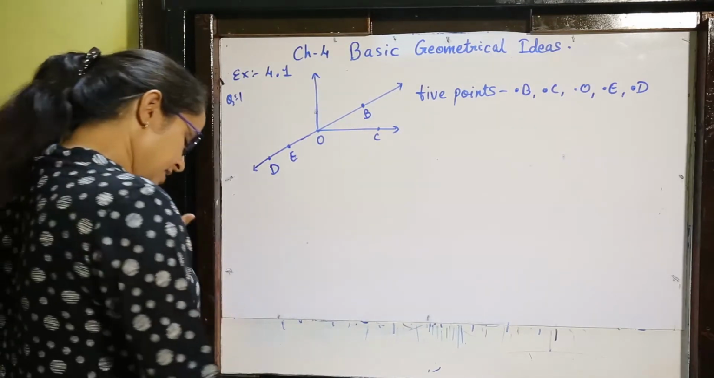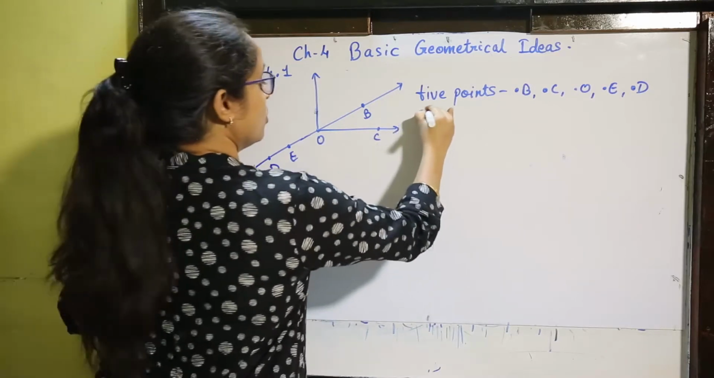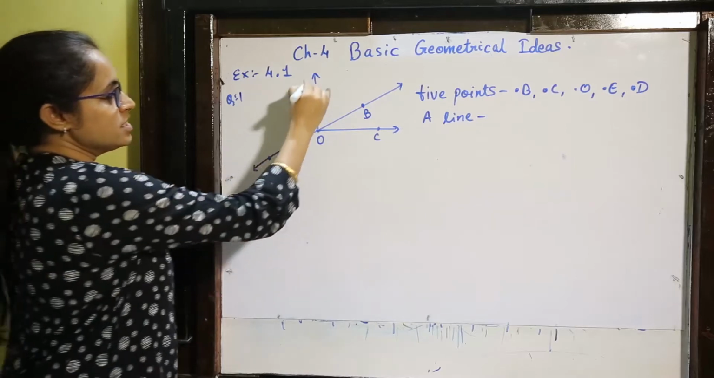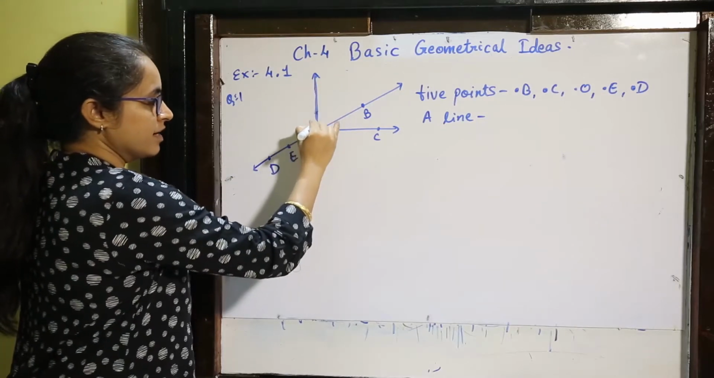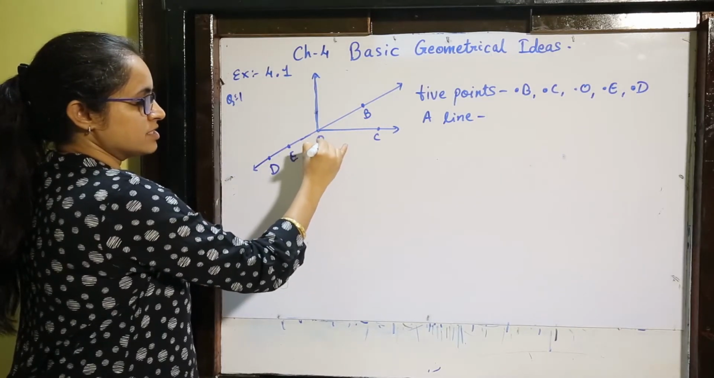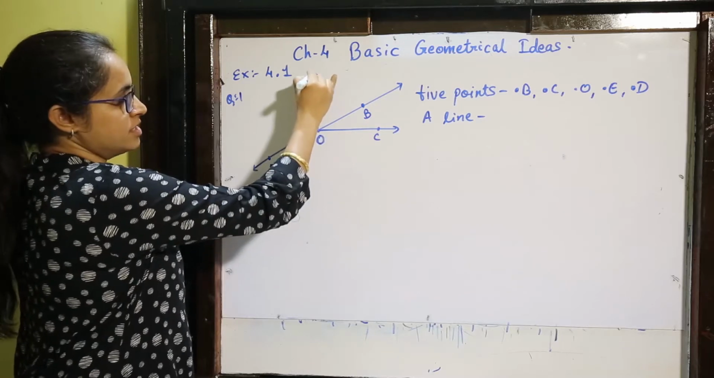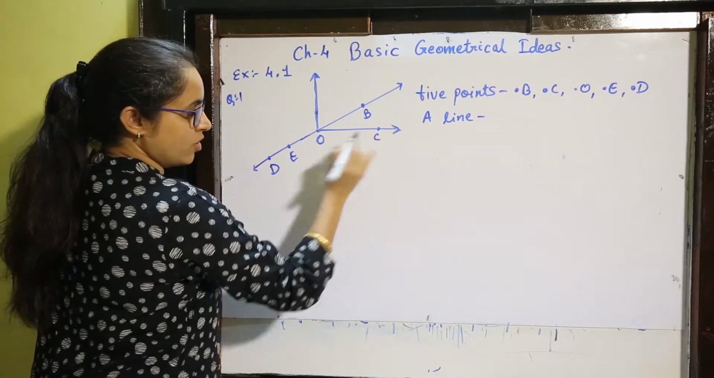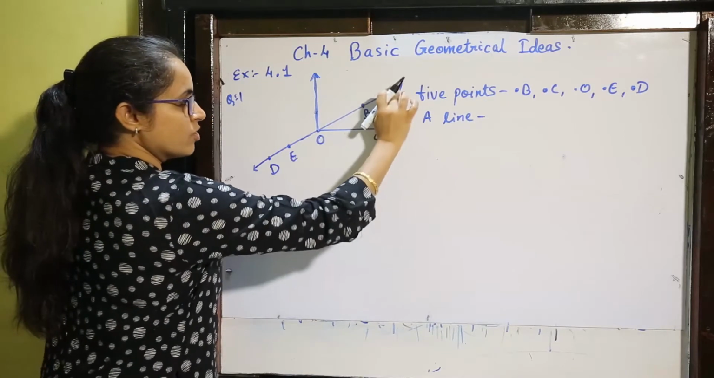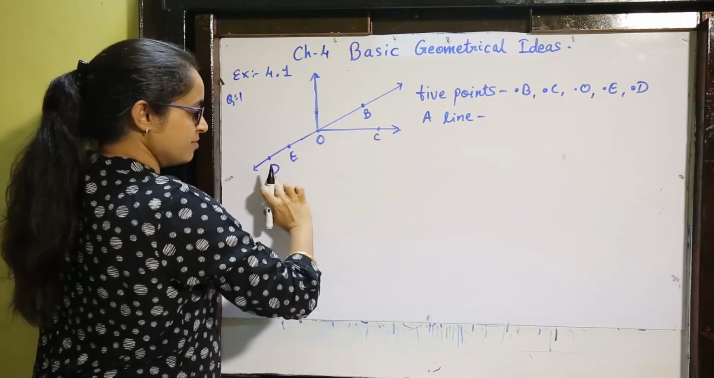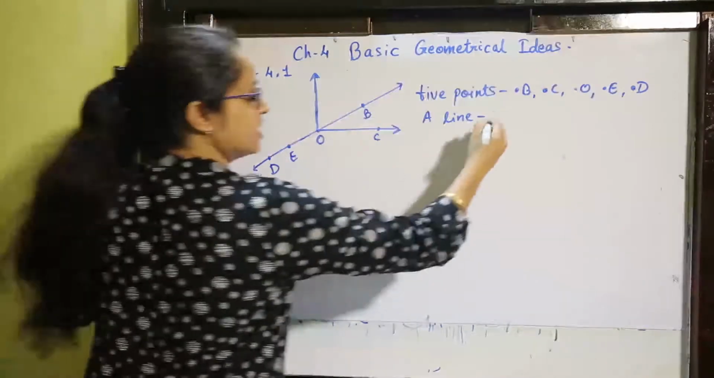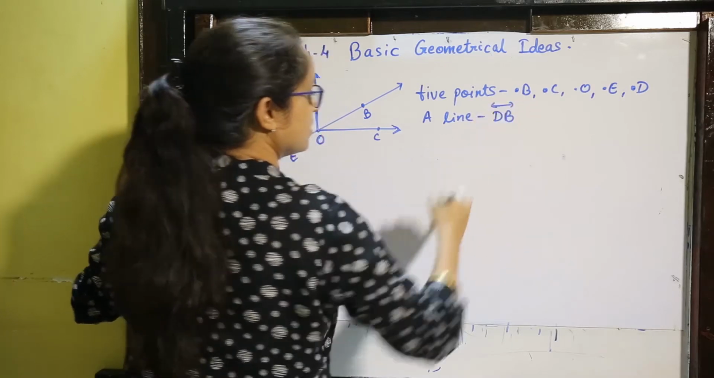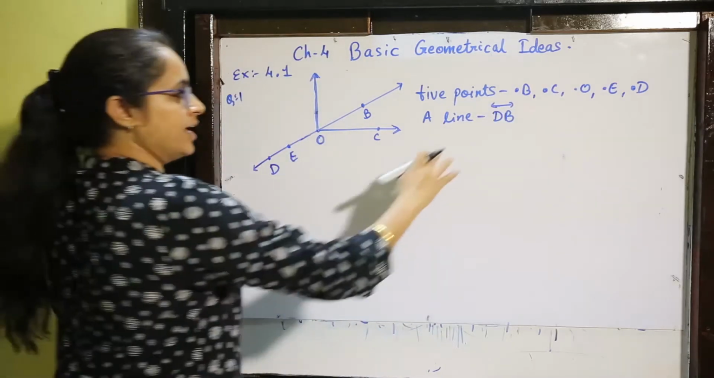Now, second is a line, means only one line you have to mention. Now, this is not a line, this is a ray, because it has a starting point, but it does not have an end point. This also looks like a ray, this is a ray also, OB. But if I am saying DB, then that is a line. So, you can write line DB in that. Okay.